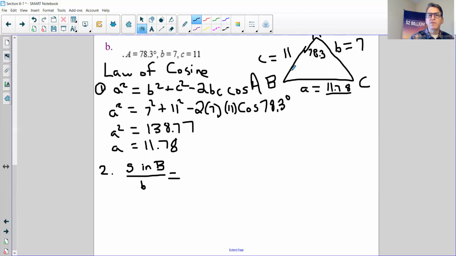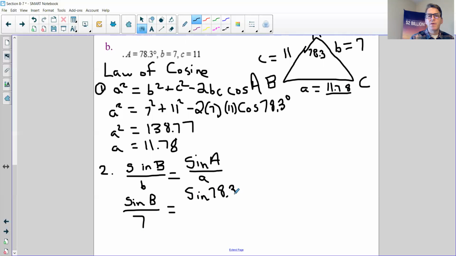So we're going to try to find this angle here. We're going to put it over the top of sine of A, because we know what A is, and we're going to divide by little a, which we just found. Second step: sine of B over 7, since side B is 7, equals sine of A, sine of 78.3, over little a, which we found as 11.78.